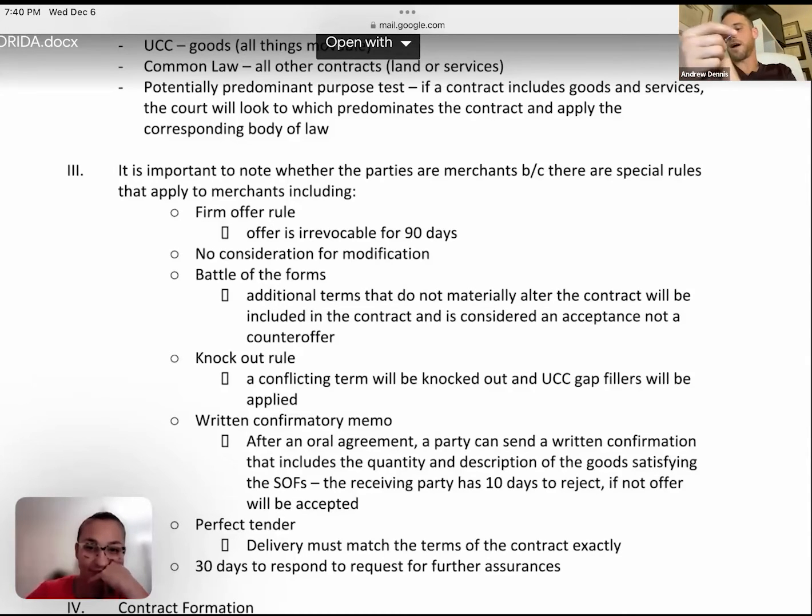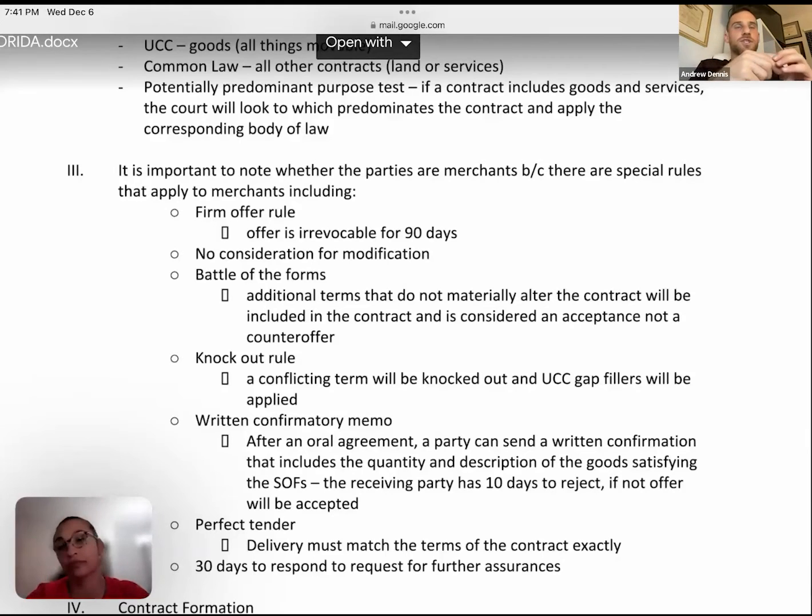Okay, so anyway, Helvetica, right? You say that you accept it, but the font is going to be Helvetica. That is a minor alteration. That is an additional term that does not materially alter the contract, right? Let's just assume that. So therefore, we have a contract, and the contract includes Helvetica font.